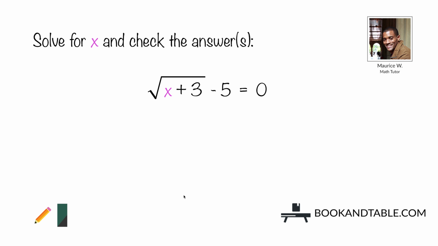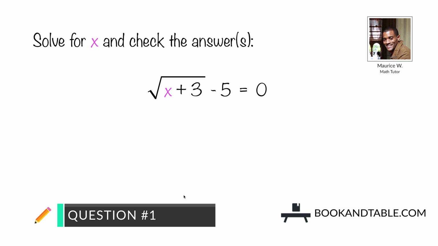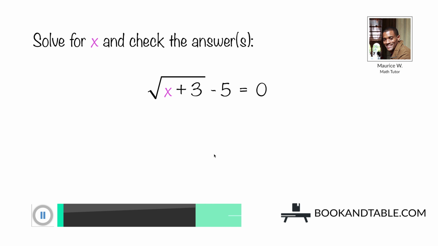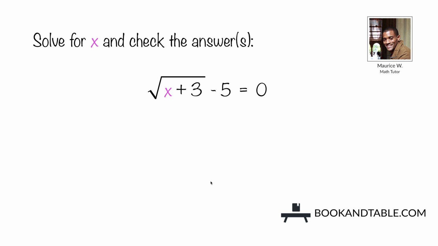Let's begin. Question number 1. Solve for x and check the answers. The square root of x plus 3 minus 5 is equal to 0. Pause the video, answer this question, and then press play when you are ready to begin.